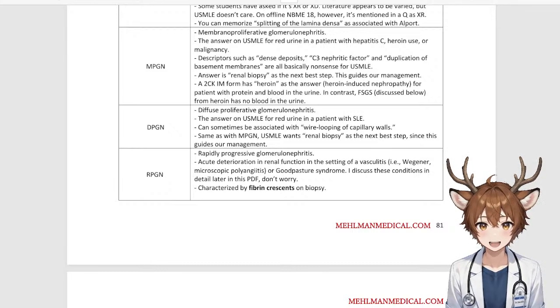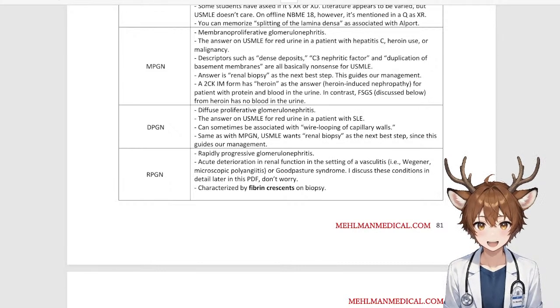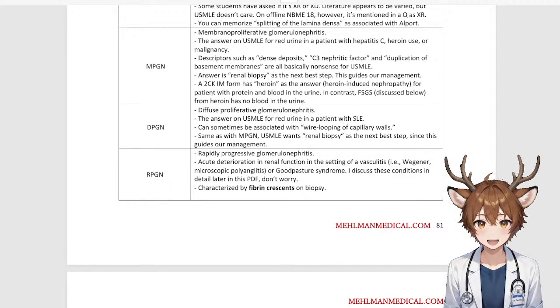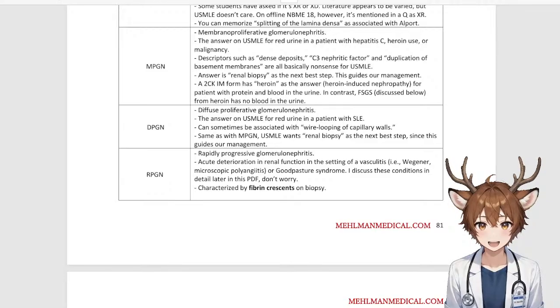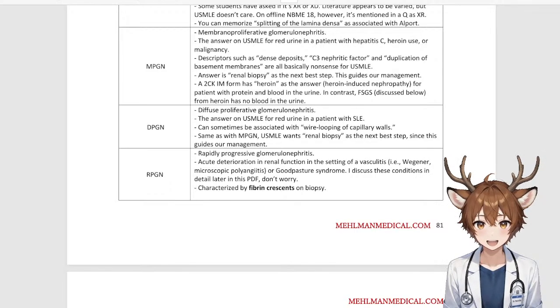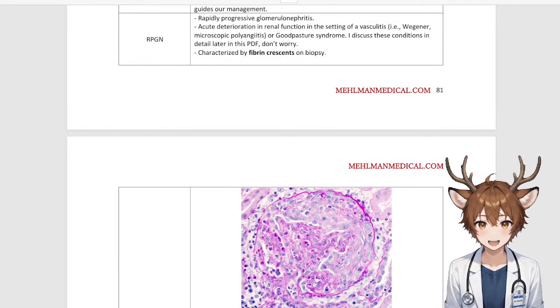RPGN, or rapidly progressive glomerulonephritis. Acute depression in renal function in the setting of vasculitis, that is to say Wegener, microscopic polyangiitis, or Goodpasture syndrome. I discuss these conditions in detail later in my PDF. Don't worry. Characterized by fibrin crescents on biopsy. And so you can see that biopsy for the RPGN right here.